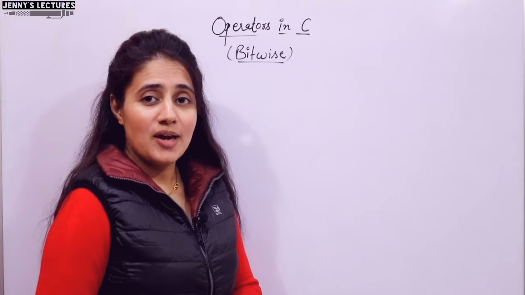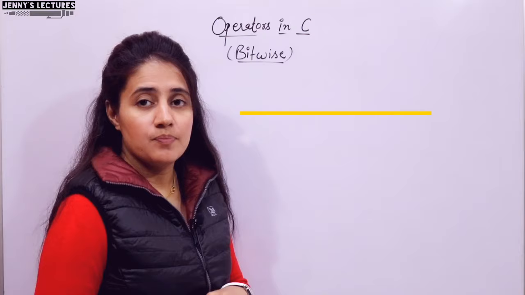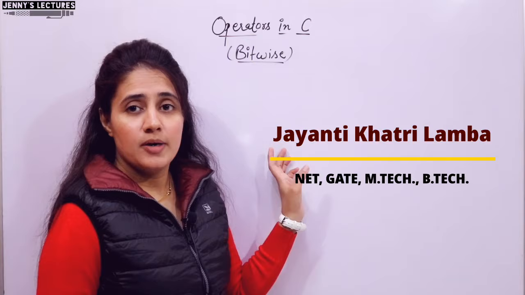In the series of learning programming in C, we are discussing operators in C. In the previous video, I discussed three bitwise operators: bitwise AND, bitwise OR, and bitwise XOR, with the help of proper examples. So in this video, I'm going to discuss the remaining bitwise operators, that is left shift, right shift, and bitwise NOT. Bitwise NOT is also known as ones complement. We'll be discussing these remaining bitwise operators with the help of proper examples.